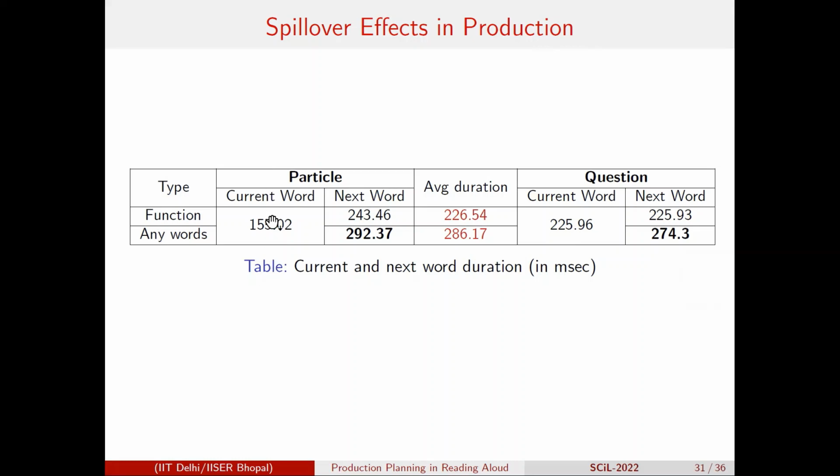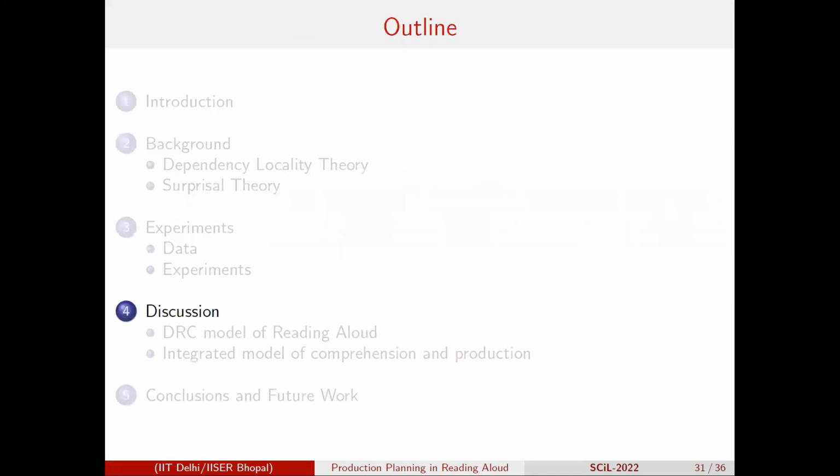If the current word is a particle, the surprisal of this word is high, but the reading time of this particular word is low because it's a short word. But then we see that the next word on average has a very high word duration, and that's what we also see for the question word. This experiment is quite interesting in the sense that we find spillover effects in production, akin to what you see in comprehension studies.